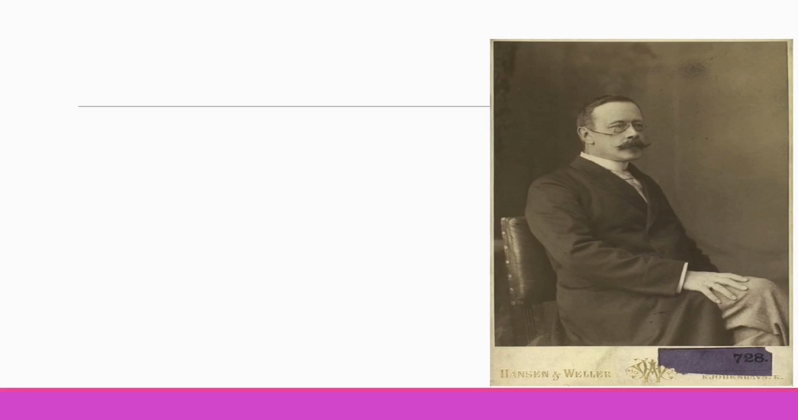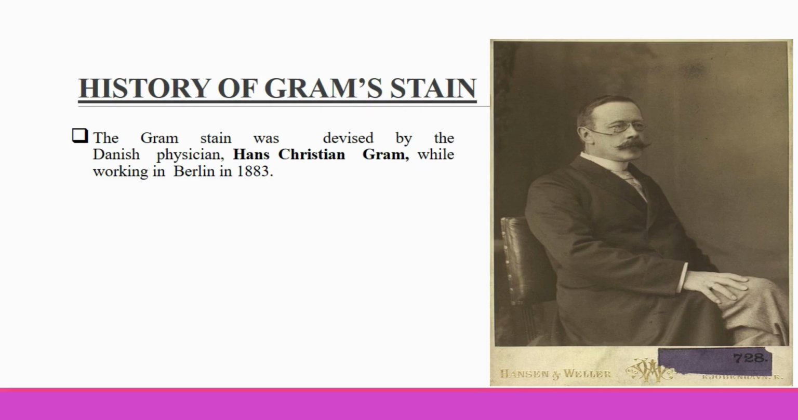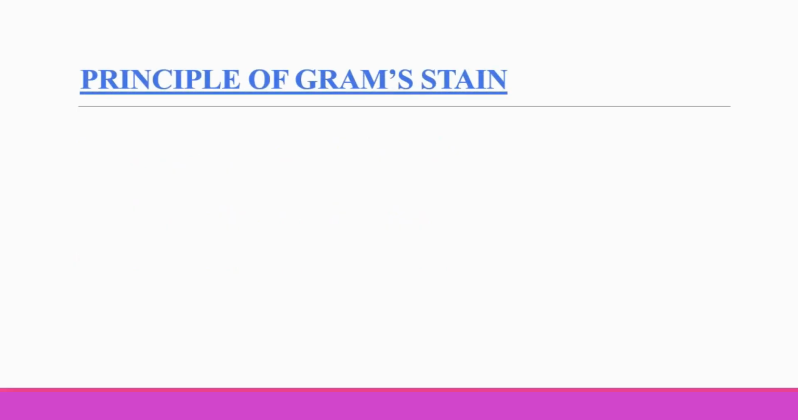Gram staining was first developed by the Danish scientist Hans Christian Gram in the year 1883. Interestingly, he developed this technique while studying lung tissue, but today it has become the most widely used staining technique in diagnostic microbiology. The stain divides the bacteria into two major groups, that is gram-positive bacteria and gram-negative bacteria. So the stain is a type of differential staining.